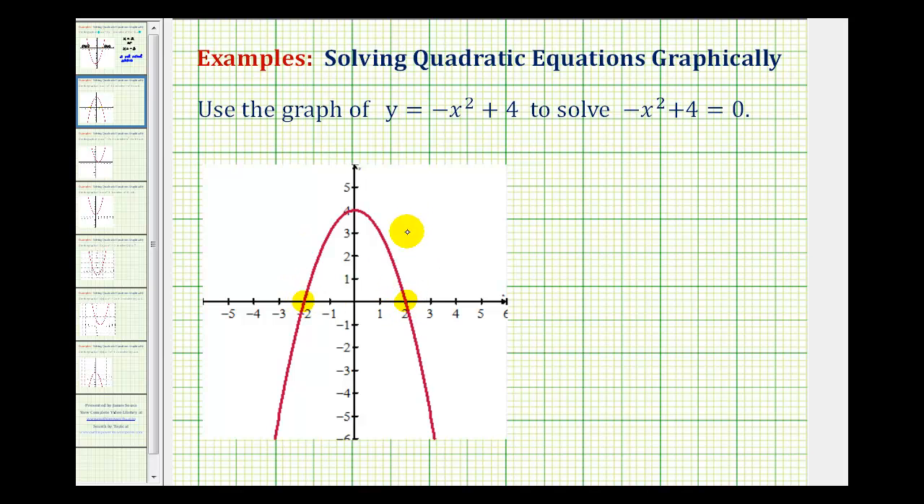The coordinates of this x-intercept would be (2, 0). The coordinates of this x-intercept would be (-2, 0). Again, these are the x values where y is equal to 0, which would be solutions to this equation. So our two solutions are x equals 2 or x equals -2. And again, we have two real rational solutions.